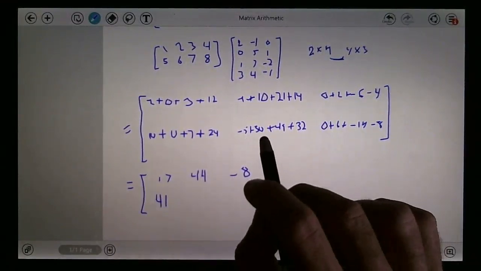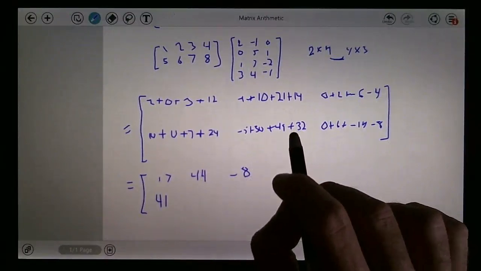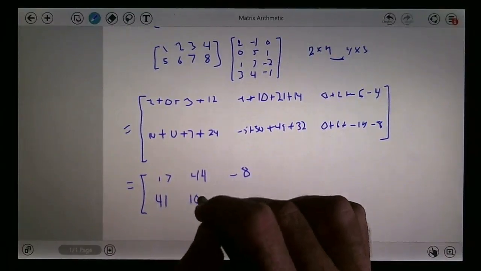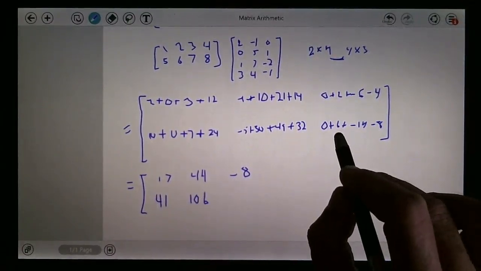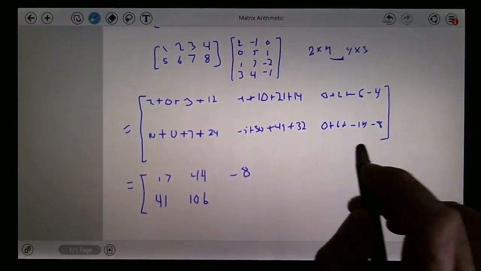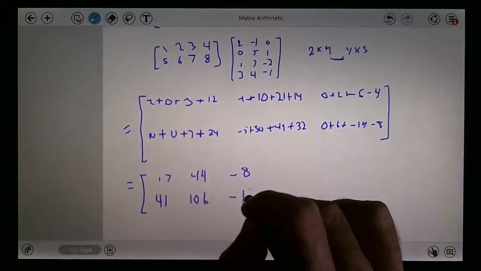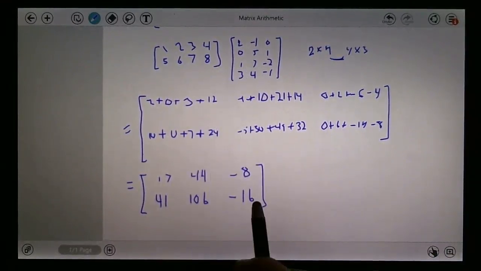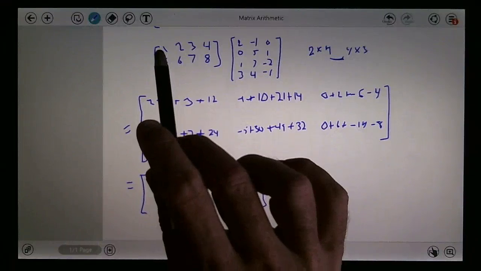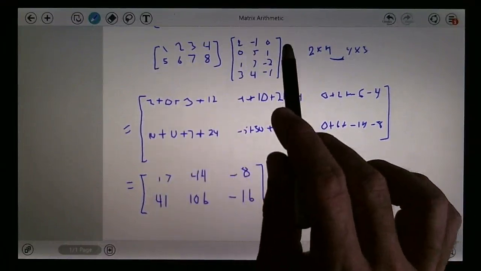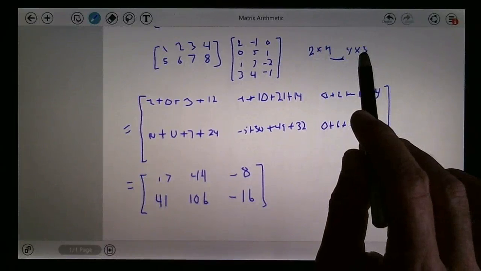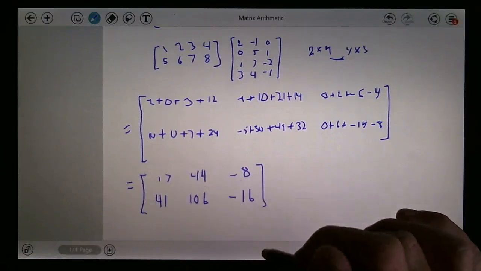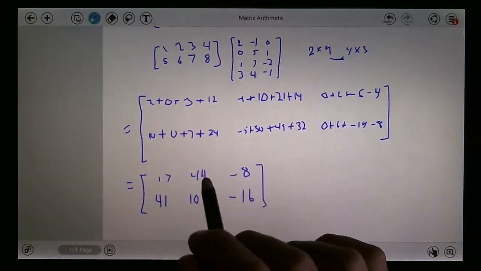And here, this is a big one. There's 60, 100, and 11 minus 5 is 106. And we've got -16. So this product of these two matrices is equal to this one. It was 2 by 4 times 4 by 3, right? Those are the sizes. The result is 2 by 3. 2 rows, 3 columns. Each entry, you figure out what entry you're in.